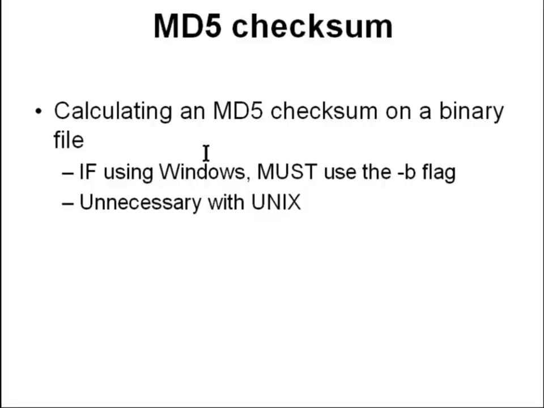For some strange reason, I should probably know this, when you're running an MD5 checksum on a binary file in Windows, you must use the -B flag in order for it to work correctly. Otherwise, it gives you a checksum which does not reflect the actual pure contents of the file, but this is unnecessary with Unix. So just remember that if you're ever checking using an MD5 checksum on Windows files.